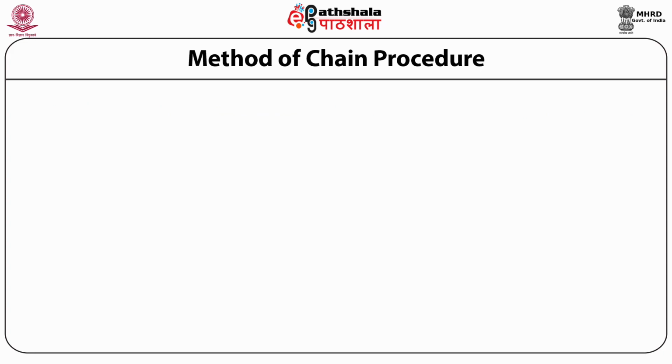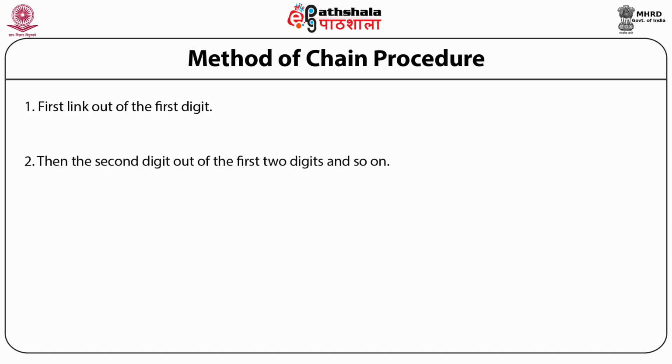Method of chain procedure. First of all, the links are derived from the digits of the class number, that is, first link out of the first digit, the second link out of the first two digits, the third link out of the first three digits, and so on, up to the last link, which is to be made of all digits. Secondly, they will be written one below the other in succession, and against each link is written its translation into natural language. While translating into natural language, we can use only those terms which are given in the classification schedule. This is done to achieve consistency and uniformity.